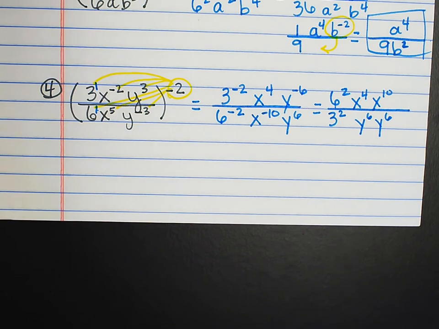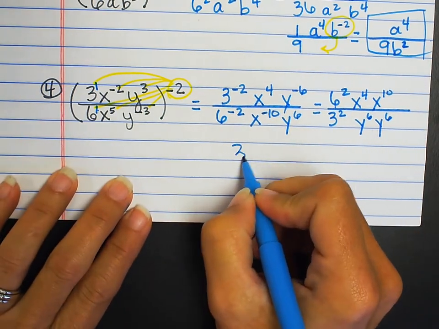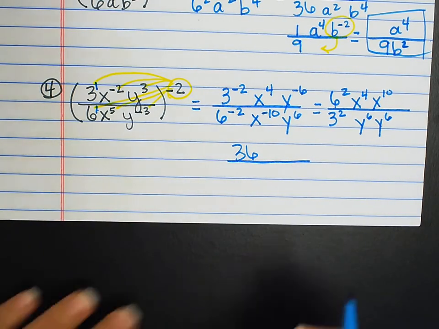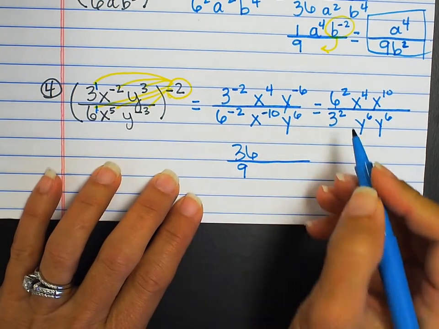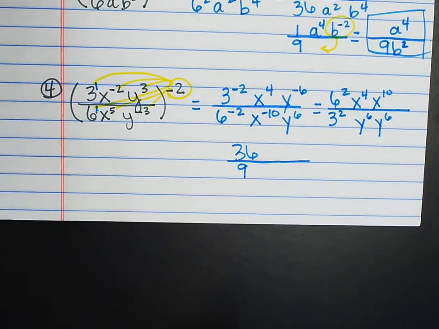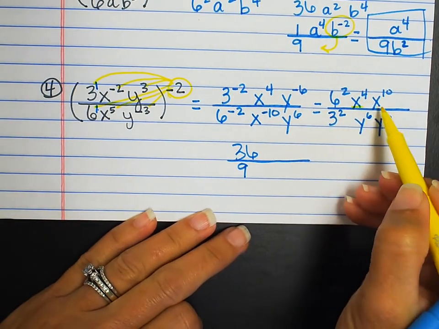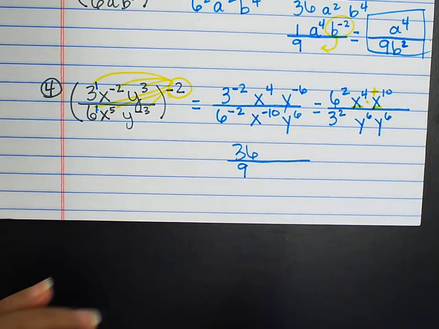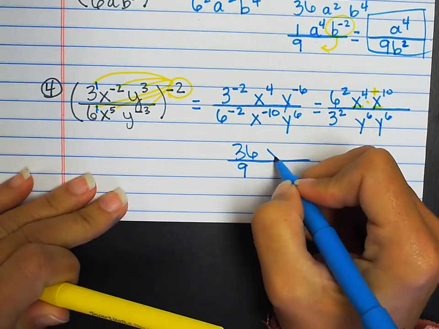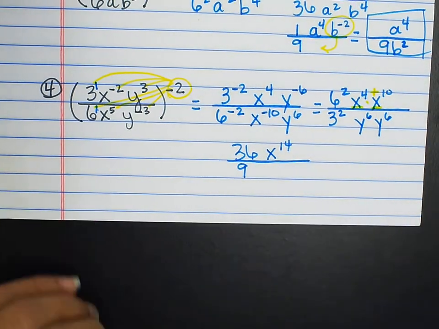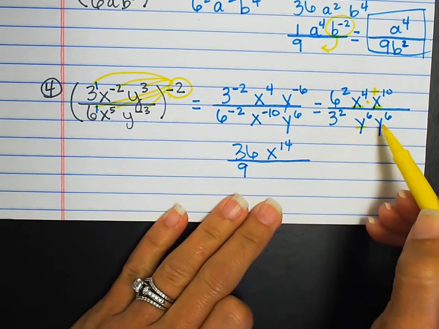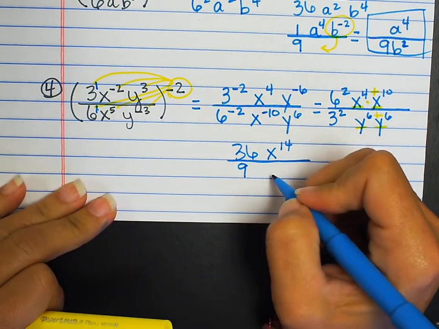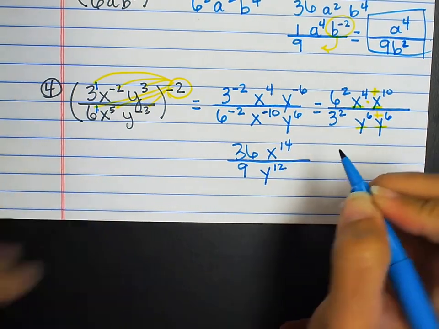So now I'm going to start moving on. I know 6 squared can be simplified. That's going to be 36. I know 3 squared is 3 times 3, so 9. Now I have multiplying powers with the same base. X and x are the same base. I'm multiplying these, adding their exponents. 4 plus 10 is 14. Same thing on the bottom. I have the same bases. I'm going to be adding their exponents. 6 plus 6 is going to be 12.